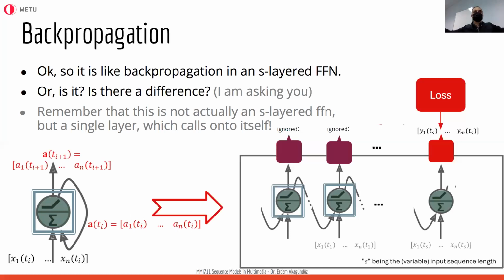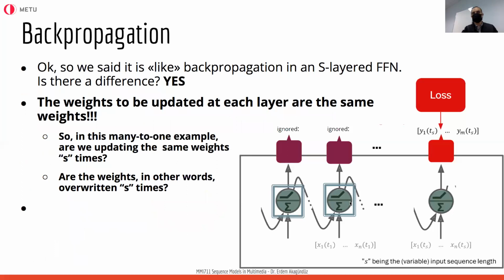So remember that this is not actually an S+1 layered feedforward neural network. It's a single layer which calls onto itself. This representation unrolled in time is actually just a representation. So when you update any of the weights, you're updating all of the weights, which is in a way good, but in a way bad. Why bad? We are going to be discussing this today thoroughly.